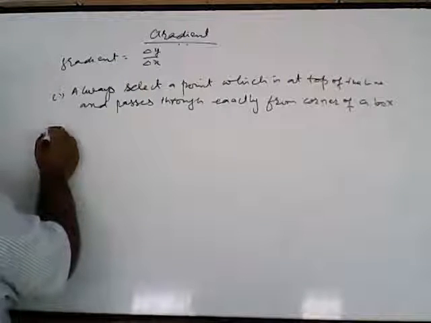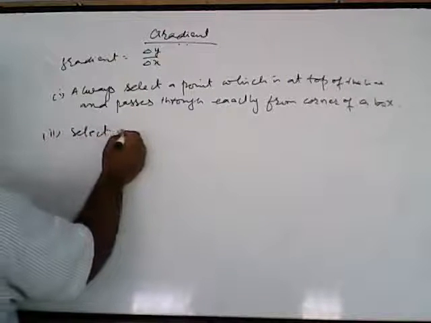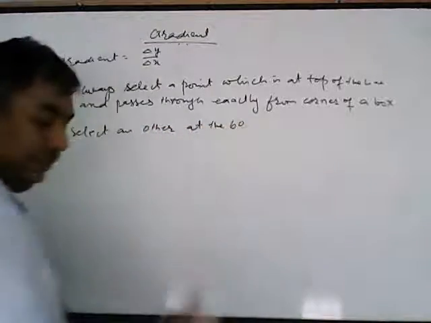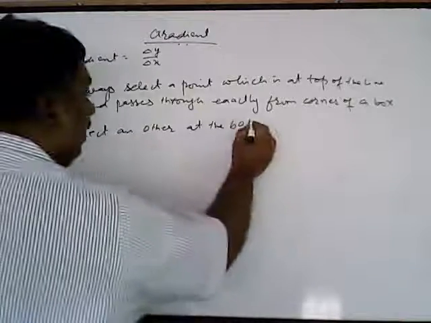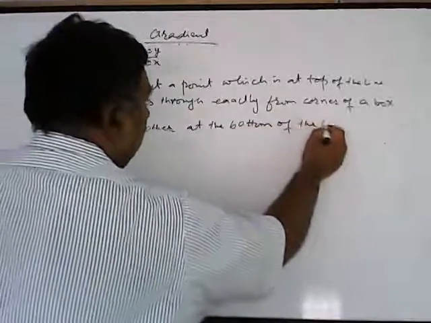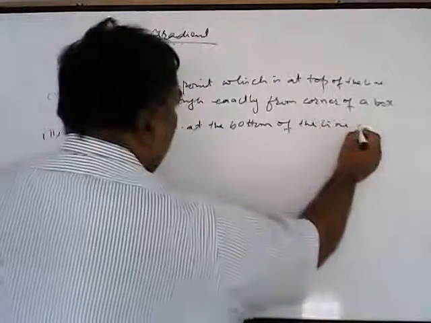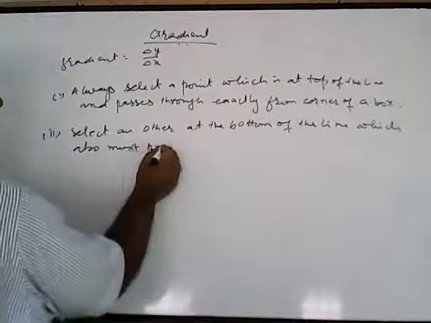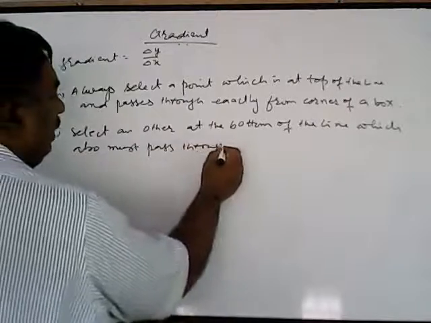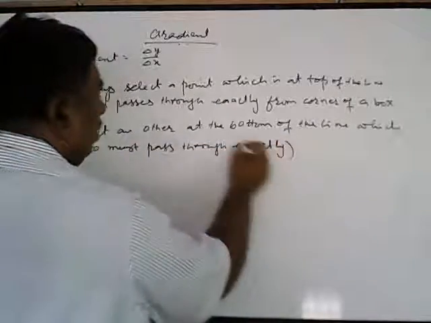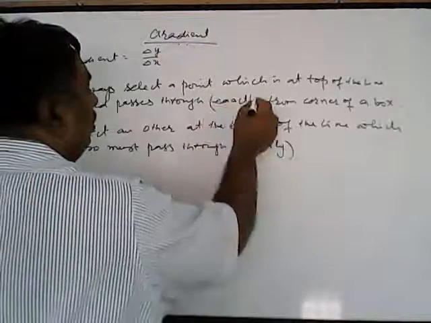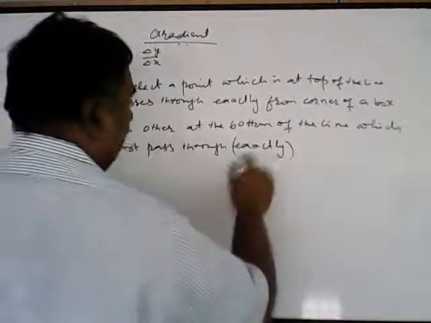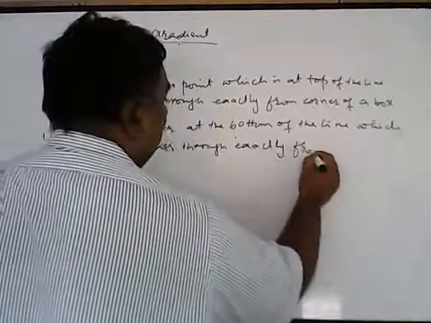Then select another point at the bottom of the line, which also must pass exactly through the corner of the box.